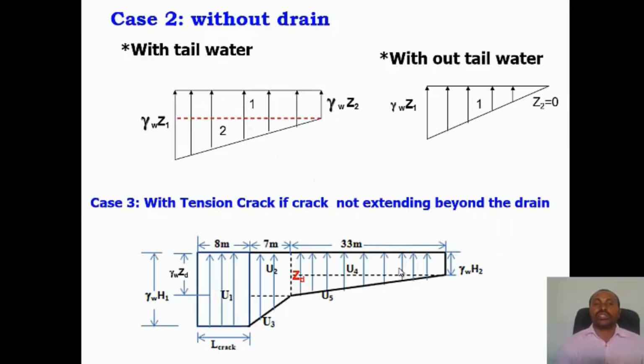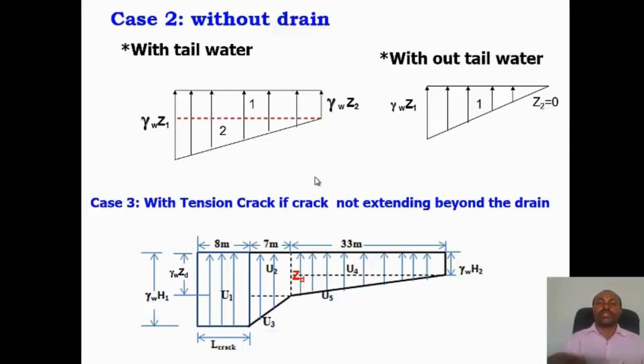Okay. Case 2 is without drain, just with tailwater. So without drain, you have just a linear distribution of uplift like this. And without tailwater, if tailwater is 0, then it will be triangular like this. 1 area here, 2 areas here. So these are without drain, if you don't have a drainage gallery.